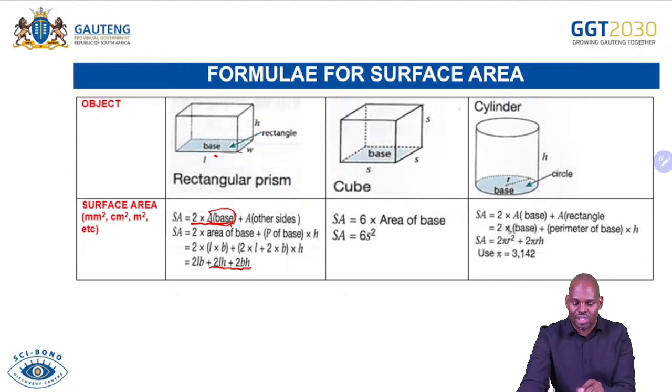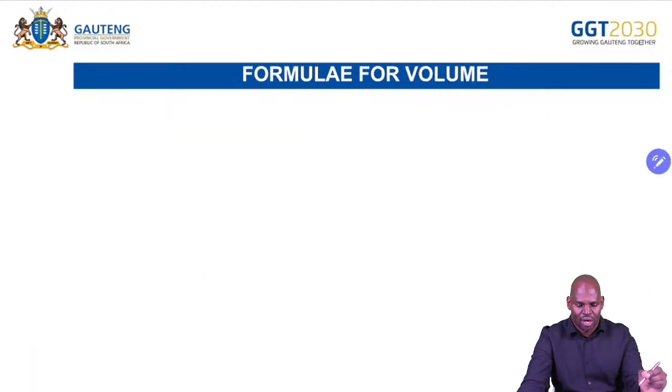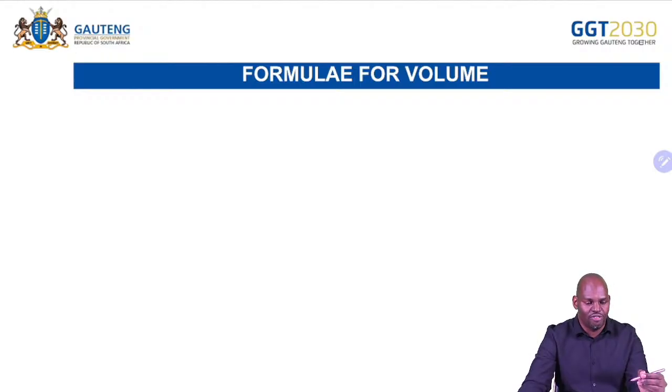Then again, we've got the cylinder. The formula for calculating surface area of a cylinder is 2 pi r squared plus 2 pi r h. So there we've got important formulae there. Do not worry about memorizing the formula. The formula will be given in any assessment or in an examination. Again, remember that if you have to substitute the value of pi, it is always 3,142.